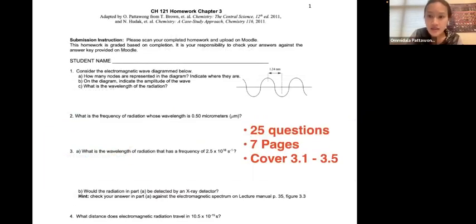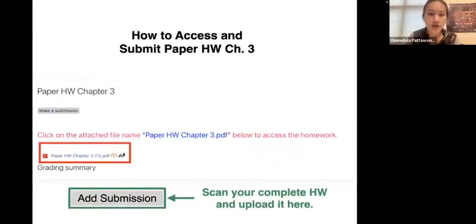This is what the homework file looks like. There will be 25 questions over 7 pages that cover chapter 3.1 to 3.5. Start working on each chapter section as soon as you finish the lecture video. After you finish, scan your work or take a picture and upload it into this add submission right here. Then click submit.